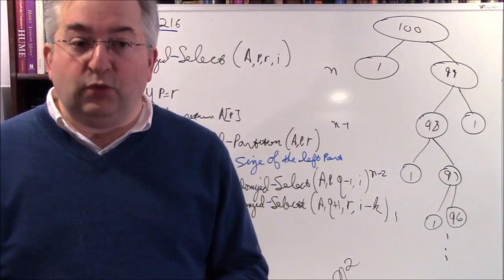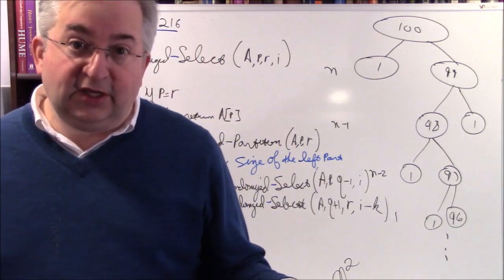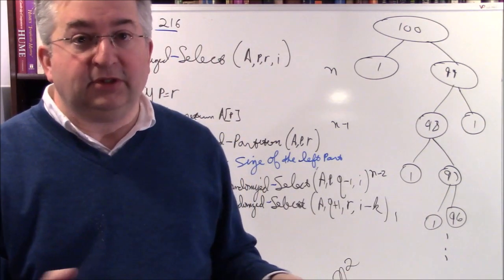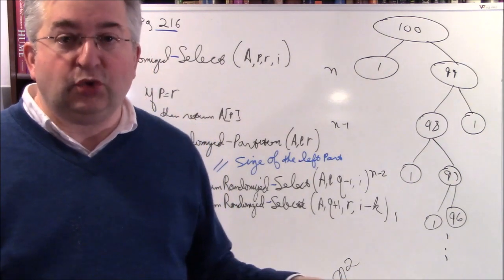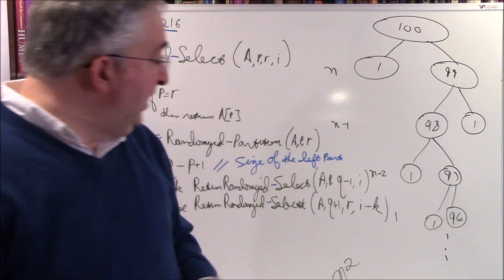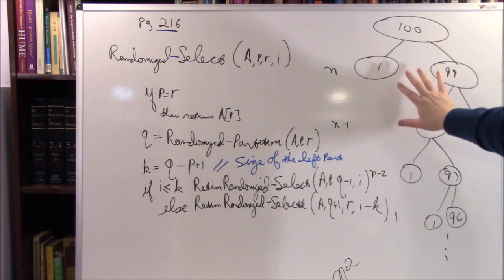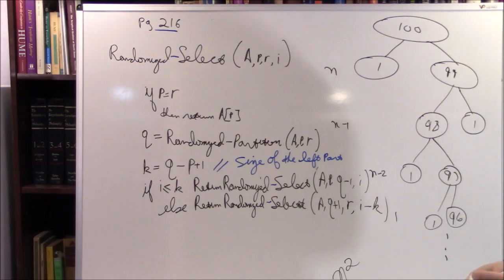Because I told you, if you want to find the ith thing from the bottom, sort the list and pop out the ith element. You don't have to do all this hard work. Just sort it and pop out the ith element. That's n log n. N log n is a lot better than n squared. So this is not good in the worst case scenario.